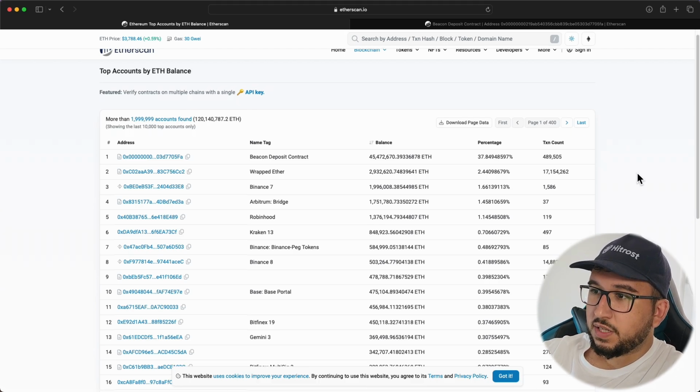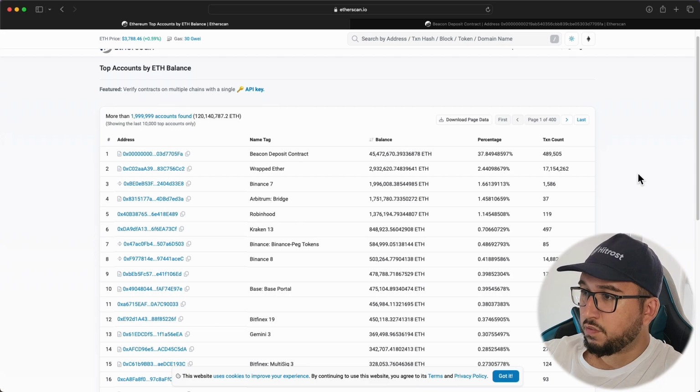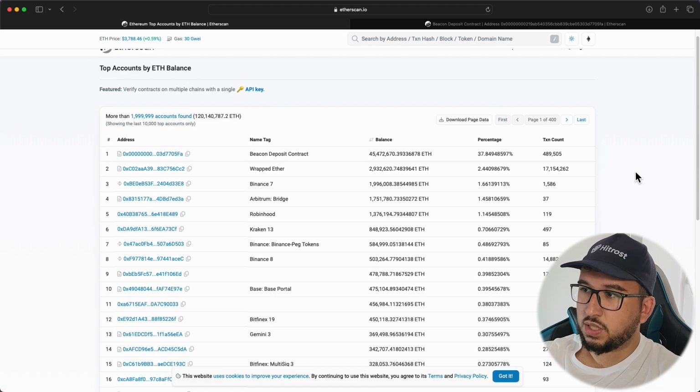Why is this significant, you might ask? Well, this hefty sum of Ethereum serves as a powerful incentive for validators to act honestly. By having skin in the game, they're less likely to engage in malicious behavior, ensuring the network's security and integrity.